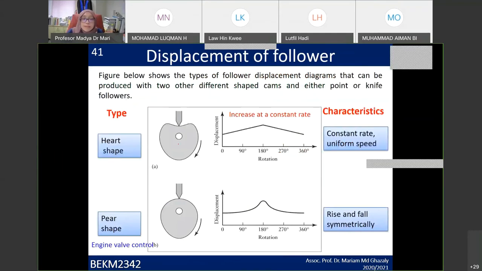The commonly used types of cam are the heart-shaped cam, which looks like a heart, and the pear-shaped cam, which is like a pear. It's not a circle, it has a distinct design. Normally this pear shape is used in the engine, where the spark plug fires and the cam opens the valve at this point. The characteristic is different depending on the shape of the cam. Here it increases constantly at one specific rate and reduces constantly, and this one has an exponential slope and then decreases exponentially.